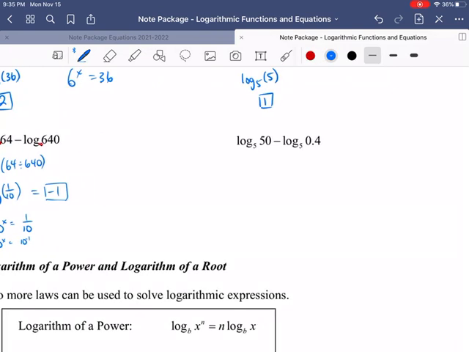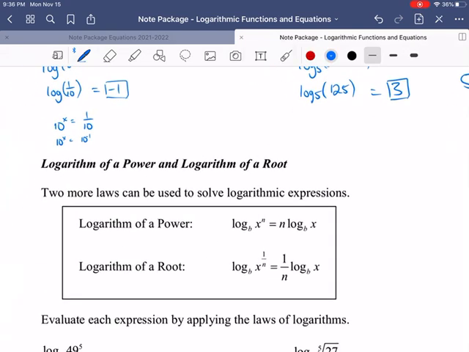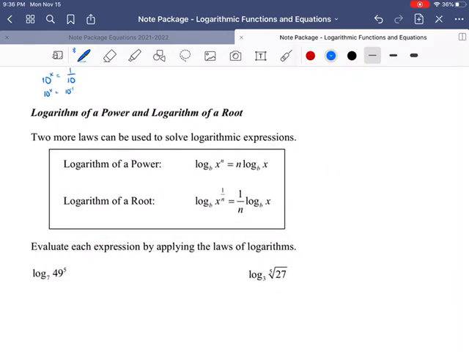Same base, so we can divide 50 divided by 0.4, and that is going to be 125. So what exponent with a base of 5 gives us 125? And you are correct in thinking it's 3. Good job, you. Pat on the back.